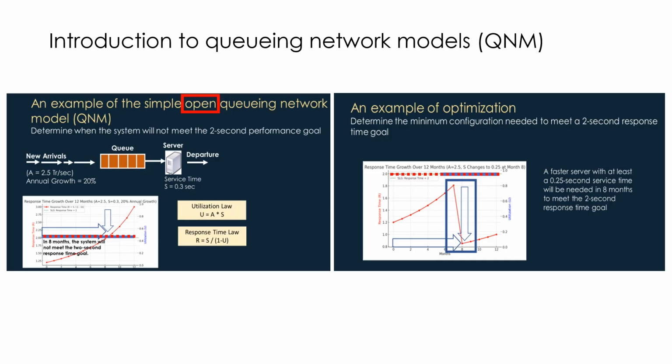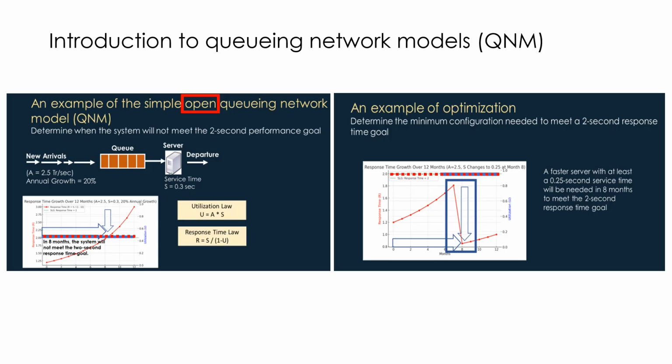But the question is, is it the minimum server configuration needed to meet the service level goal? So we can apply the same model to determine the minimum configuration service time needed to meet the service level goal. This is a simple example illustrating the optimization process. In reality, we use more complex closed queue network models. These models have powered capacity management for decades. Now we adapt these models to multi-layered agentic systems.